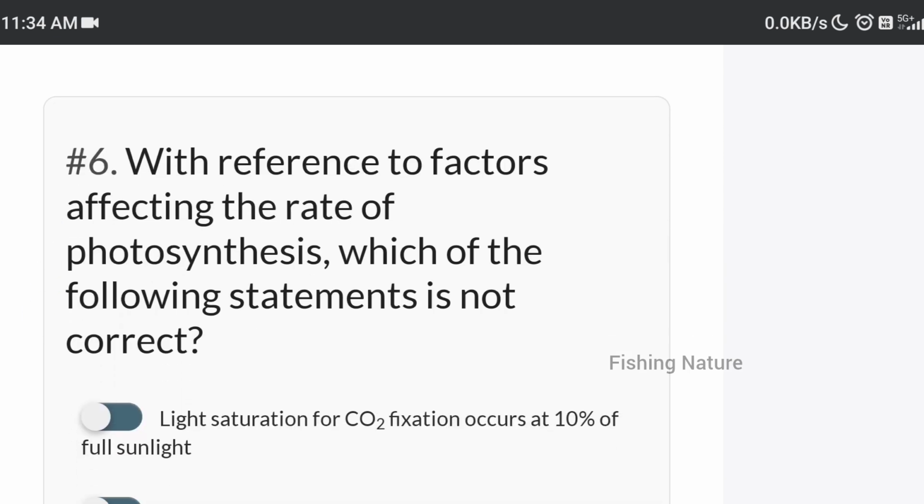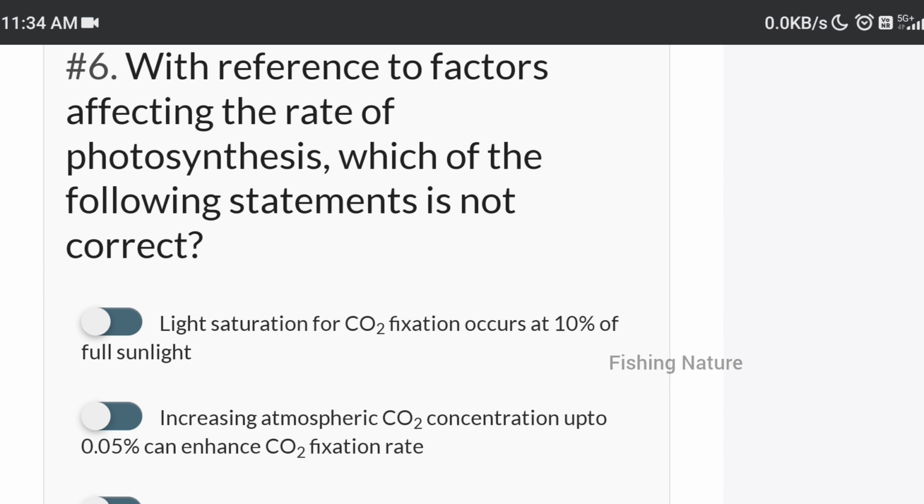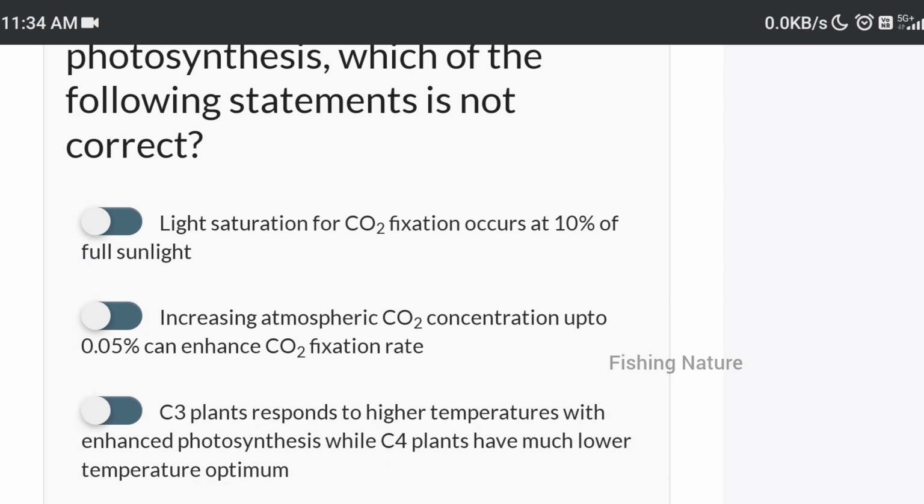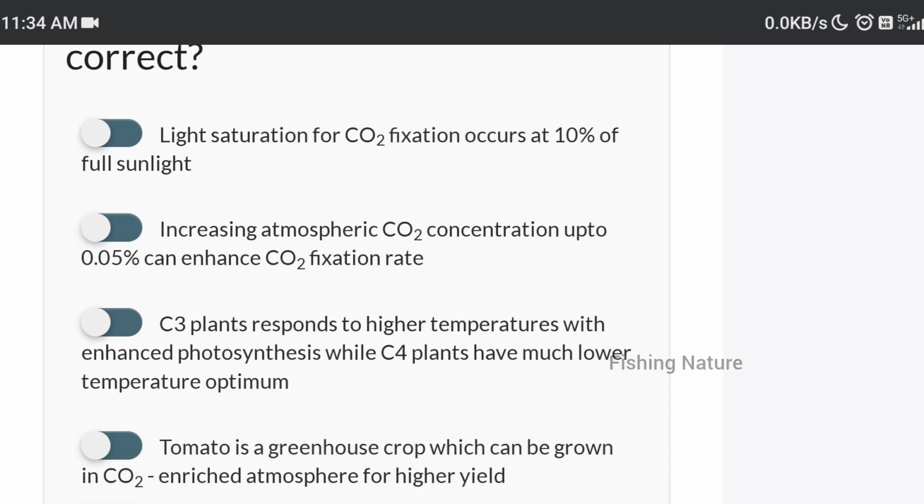With reference to factors affecting the rate of photosynthesis, which of the following statements is not correct they are asking? Light saturation for CO2 fixation occurs at 10% of full light. Yes, it is a correct option. Next, increasing atmospheric CO2 concentration up to 0.05% can enhance the CO2 fixation rate. Yes, it is also a correct option. But C3 plants respond to high temperatures with enhanced photosynthesis, while C4 plants at low temperature, they are saying. No, it is an incorrect statement.